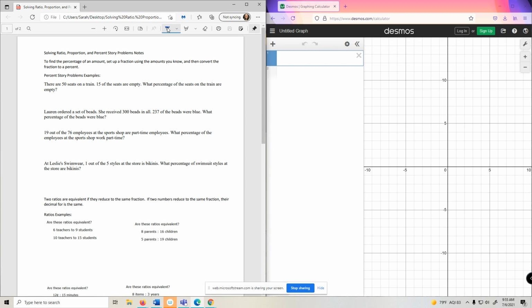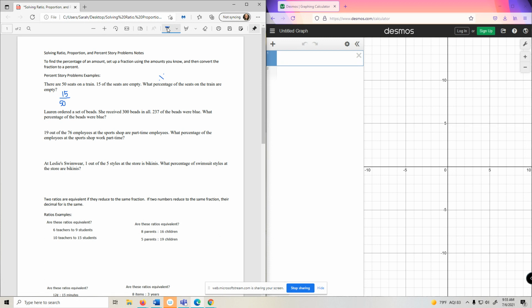So first of all, our final answer will be written as some sort of percent. The way we are going to start this is set up a fraction with the total number of seats on the train and how many are empty. Since there are 50 seats total on the train, 50 is going to be the bottom number of our fraction. The totals always go on the bottom. And the portion of them that are empty goes on top. 15 are empty. So this would be the representation of how many empty seats there are as a fraction. However, we want it as a percent.